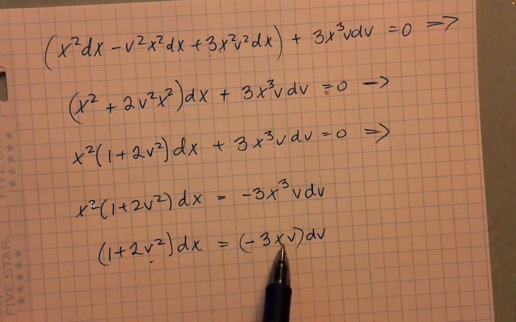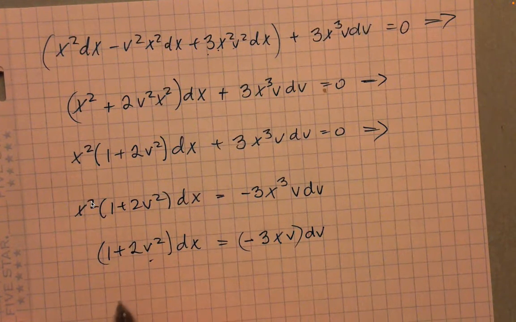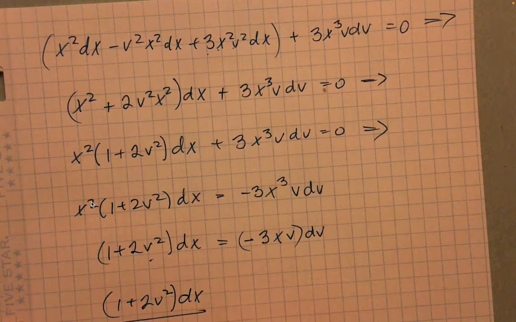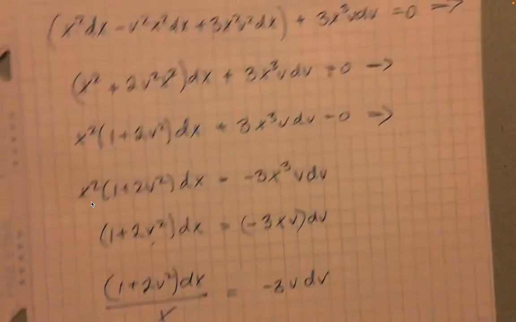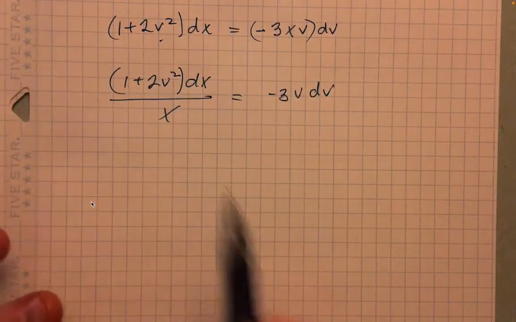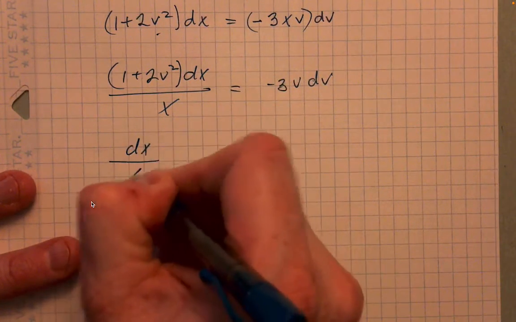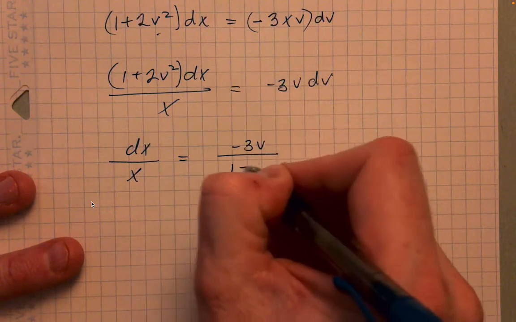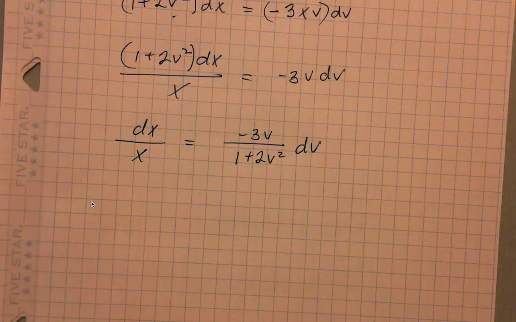Right, so divide both sides by x, and I get 1 plus 2v squared dx over x equals negative 3v dv. And then also divide both sides by 1 plus 2v squared, and I get dx over x equals negative 3v over 1 plus 2v squared dv. And voila, right? We have a separation here.